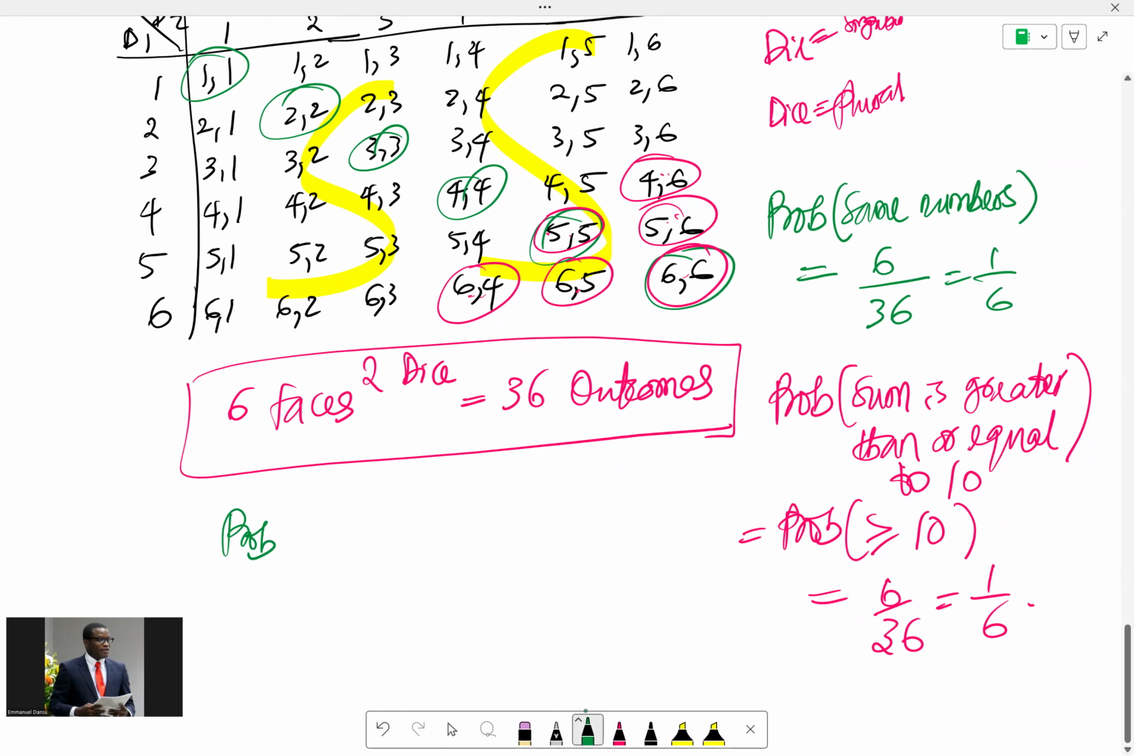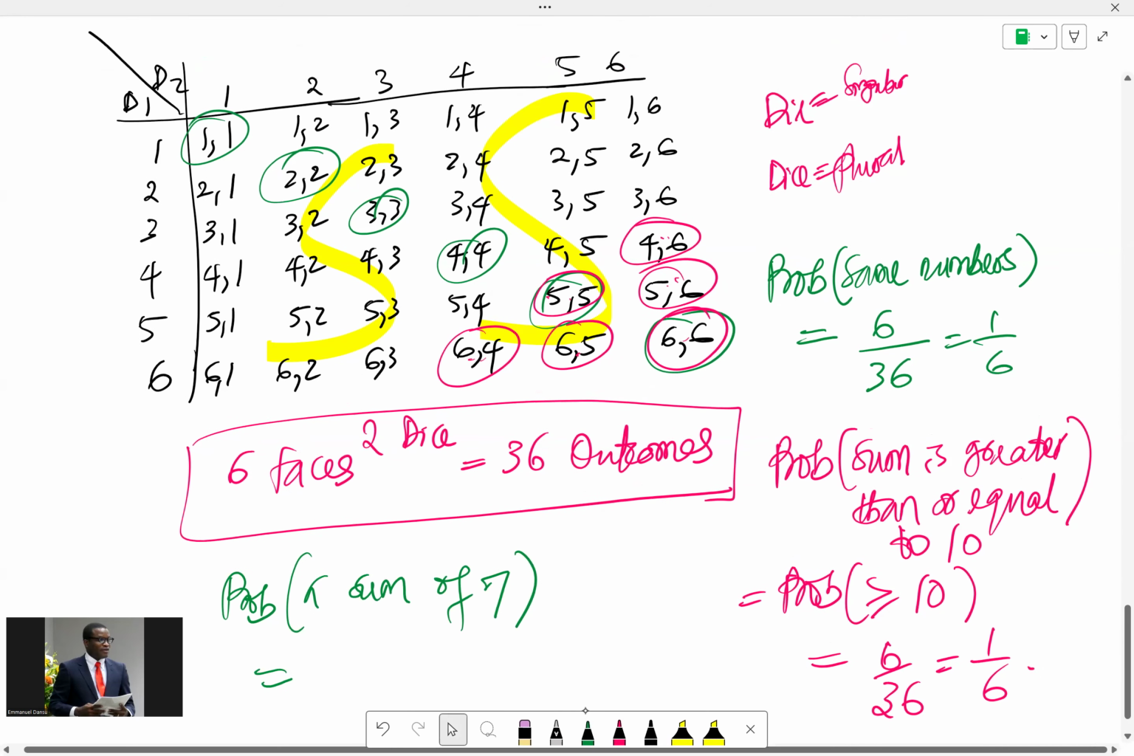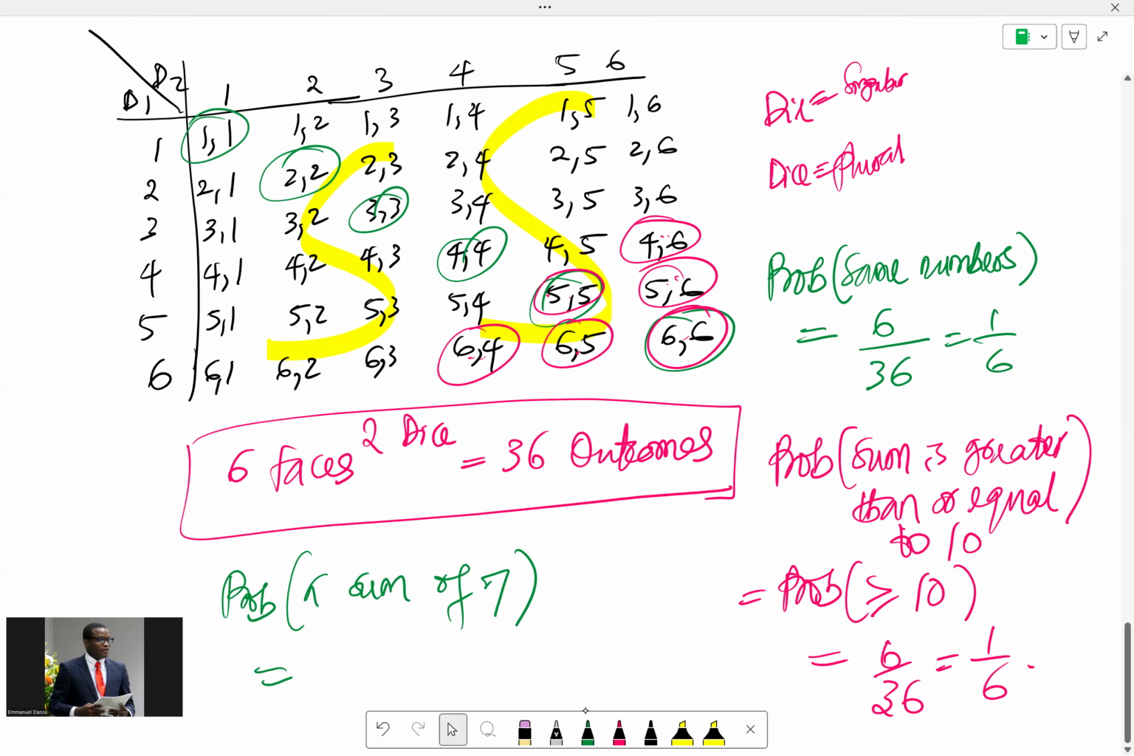What is the probability that you get a sum of 7? A sum of 7 is when you add the two numbers together and you get 7. So to get 7, you need to look at all the possibilities of getting 7.